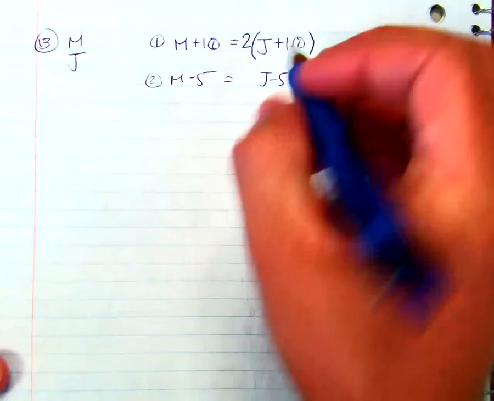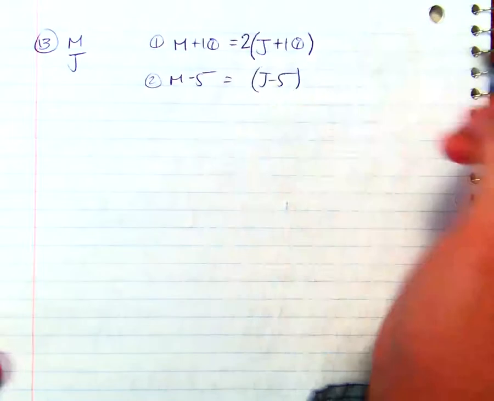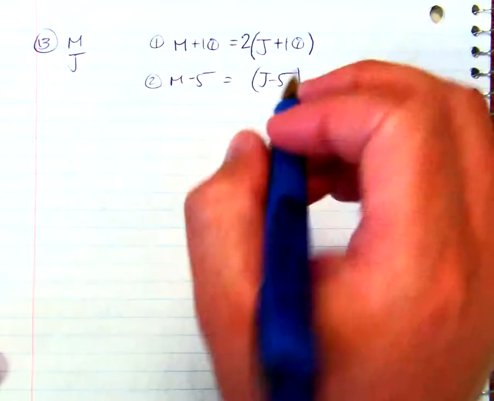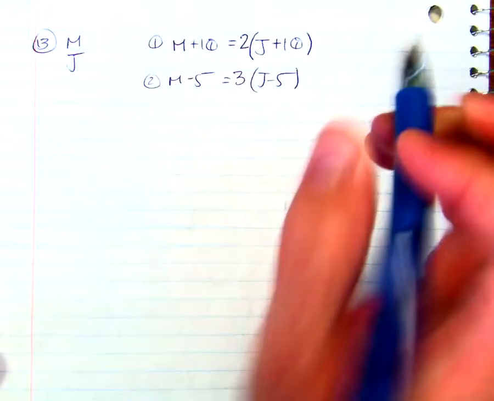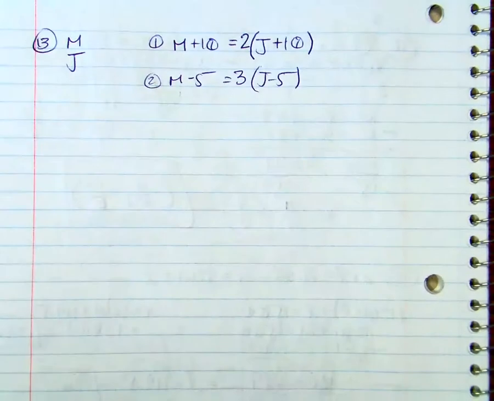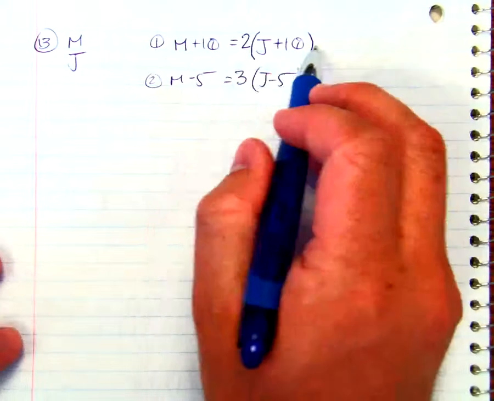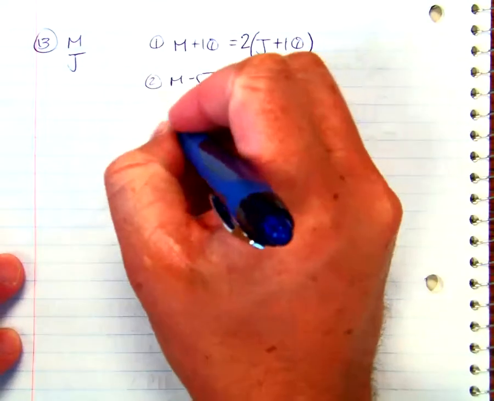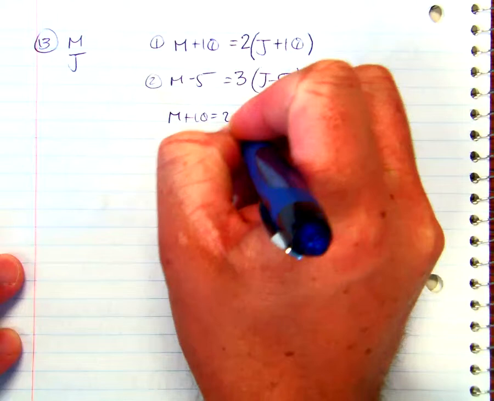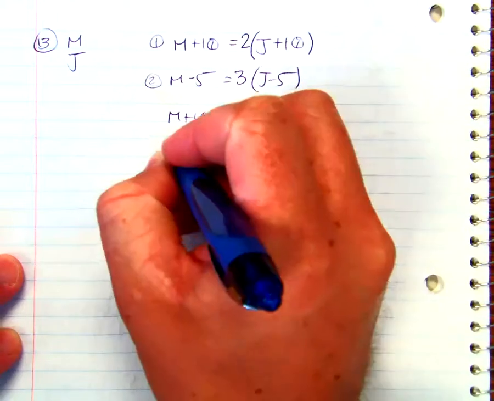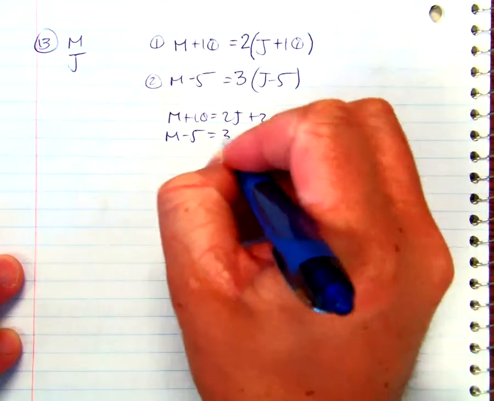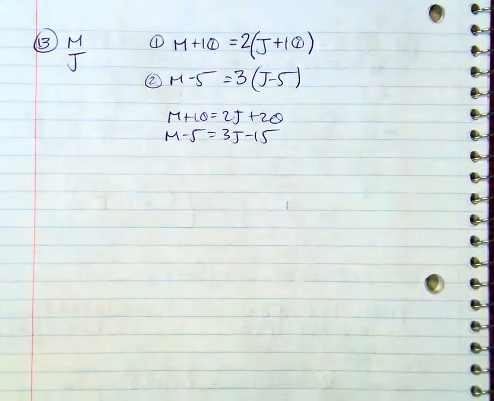We're going to do the same thing with 5 years ago. Here's Jeff 5 years ago. Matt 5 years ago will be 3 times as old as Jeff was 5 years ago. From here, we just need to distribute. So I end up with M plus 10 equals 2J plus 20, and M minus 5 equals 3J minus 15.